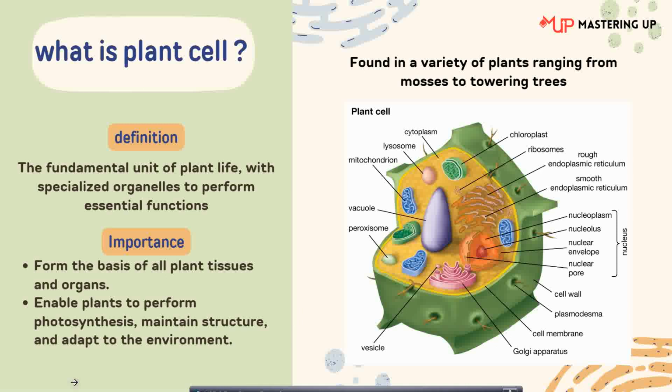And next, it enables the plant to perform different physiological activities like photosynthesis, respiration and so on, and also maintain the plant's anatomy, that is, maintain structure and adapt to the environment. So the cells enable plants to perform photosynthesis, maintain structure and adapt to the environment. Not only photosynthesis but also different physiological functions. Here we are seeing photosynthesis because plants have specialized organelles to perform photosynthesis.